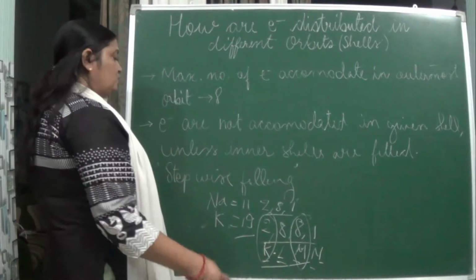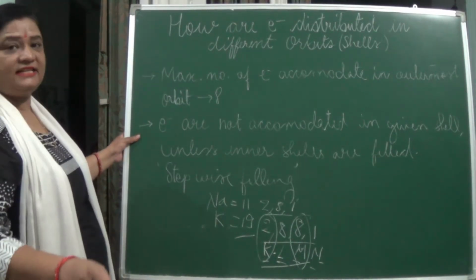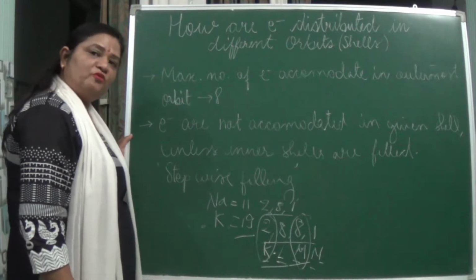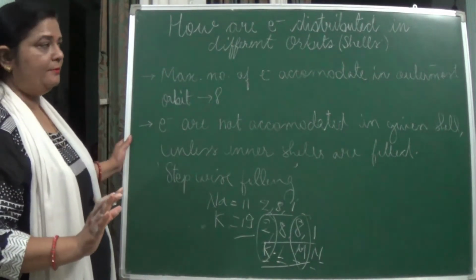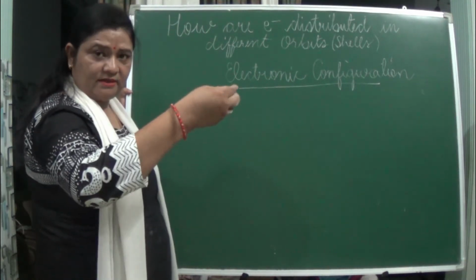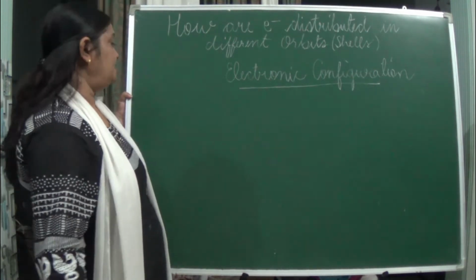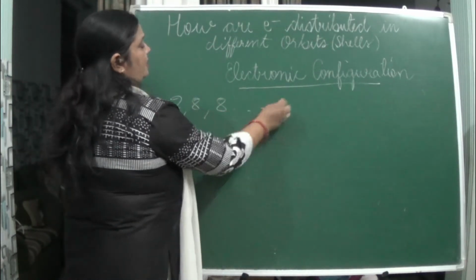No. Getting? So electrons are not accommodated in a given shell unless inner shells are filled. It should be filled in a stepwise manner. Now let us study electronic configuration, how the electrons are arranged in the different shells or orbits. I said to you, follow what? 2, 8, 8. Go on arranging in this manner.